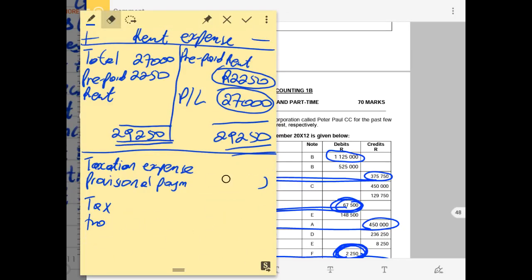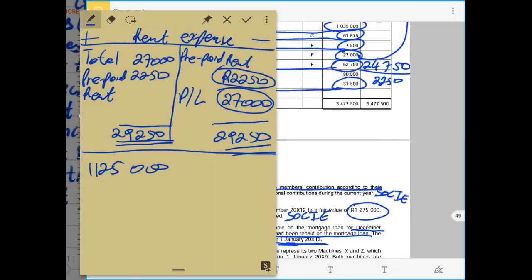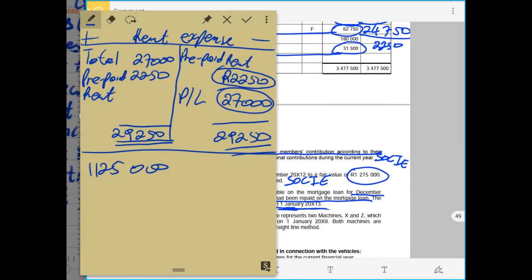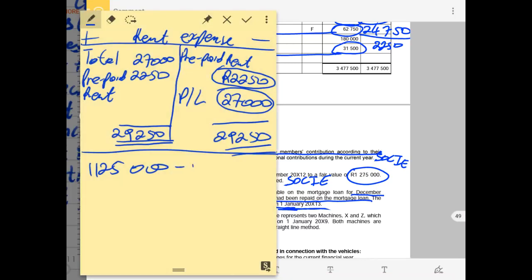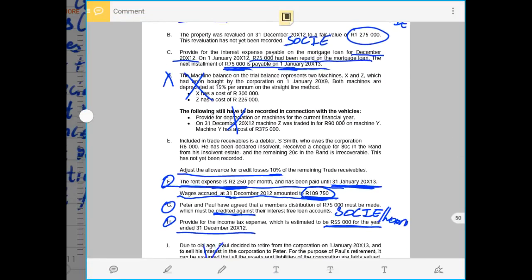The land in the trial balance was 1 million. We have 1,125,000 rands, and when we continue, we see that the revaluation was 1,275,000 rands, then minus 1,125,000 rands, and the difference will give us the revaluation of 150,000 rands. So now that is the amount that will affect the statement of changes in equity.